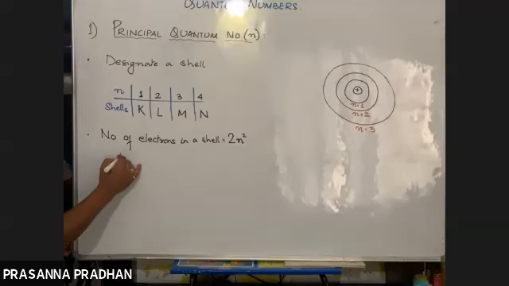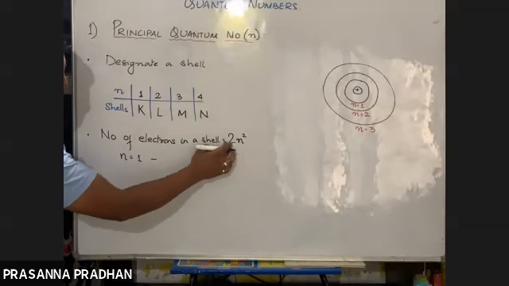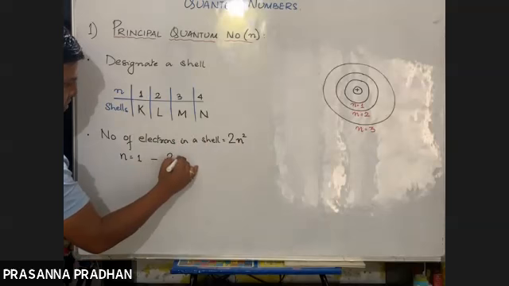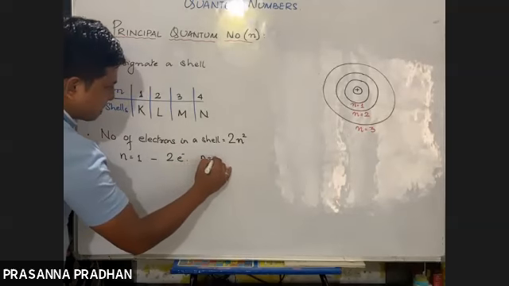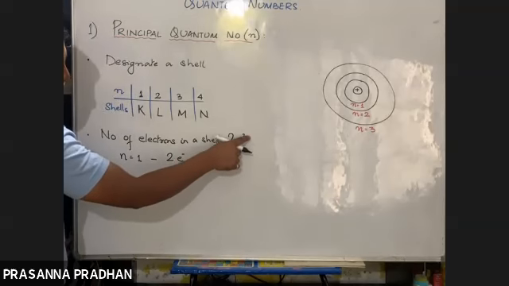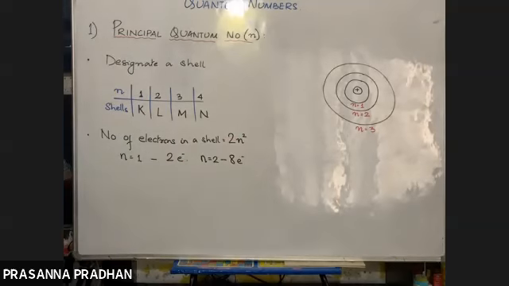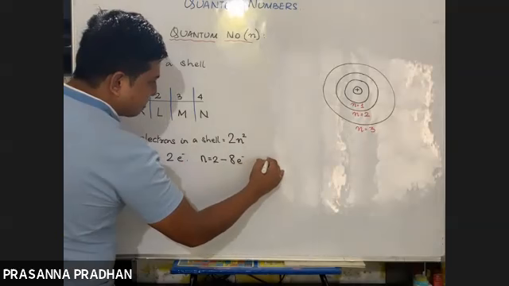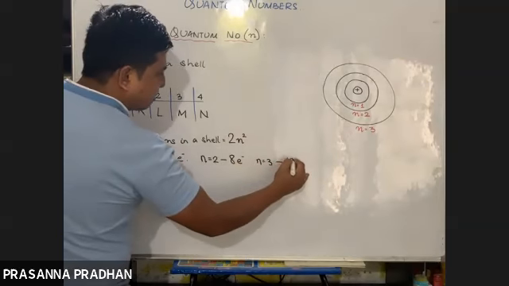That means in the first shell, n equals 1. In the first shell or K shell, what is the maximum number of electrons then? 2 into 1 square, that means 2 electrons. A maximum of 2 electrons can be accommodated. Similarly, in the second shell, n equals 2. How many electrons? 2 times 2 square, 2 times 4, 8 electrons. A maximum of 8 electrons. Similarly, in the third shell, n equals 3. How many electrons maximum? 2 times 3 square, 2 nines are 18 electrons.